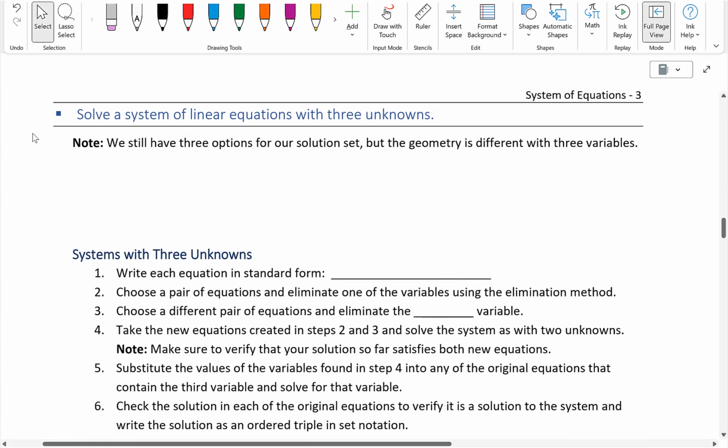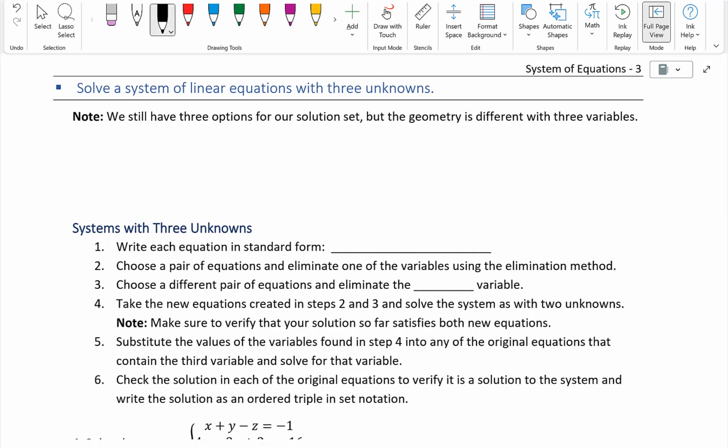All right, solving a system of linear equations with 3 unknowns. Note we still have 3 options for our solution set, but the geometry is different with 3 variables. So for our one solution, we're really in 3 dimensions now. You can think this is where a floor meets 2 walls. So we have a corner of a room, or maybe 2 walls meet at the ceiling sort of thing. But still just that one solution, we meet in that corner.